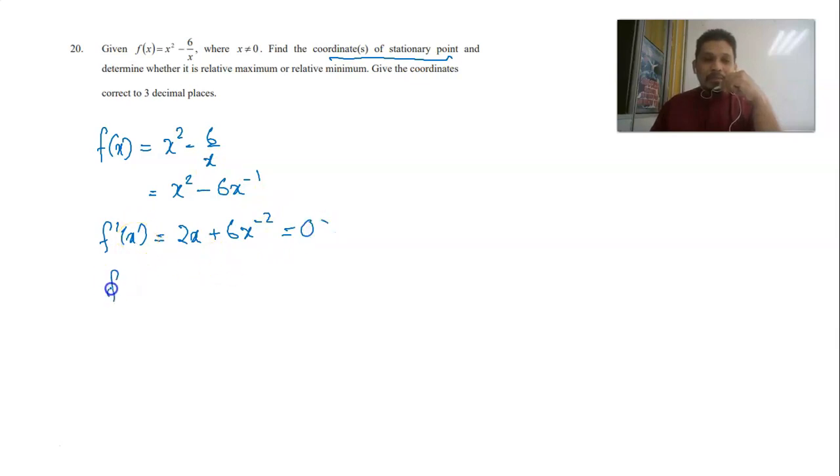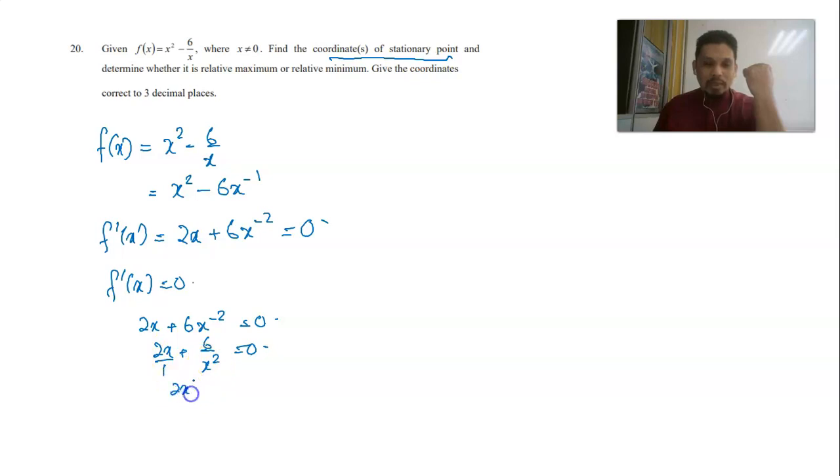f prime x, let's make this one f prime x equal to 0, so then 2x plus 6x to the power of negative 2 equals 0, or 2x plus 6 over x squared equals 0. I'm trying to simplify this, multiply the denominator and also cross multiply. So 2x times x squared is 2x cubed, plus 6 times 1 equals 6, divided by x cubed equals 0. Multiply x cubed on the left side and right side, this one is still 0.